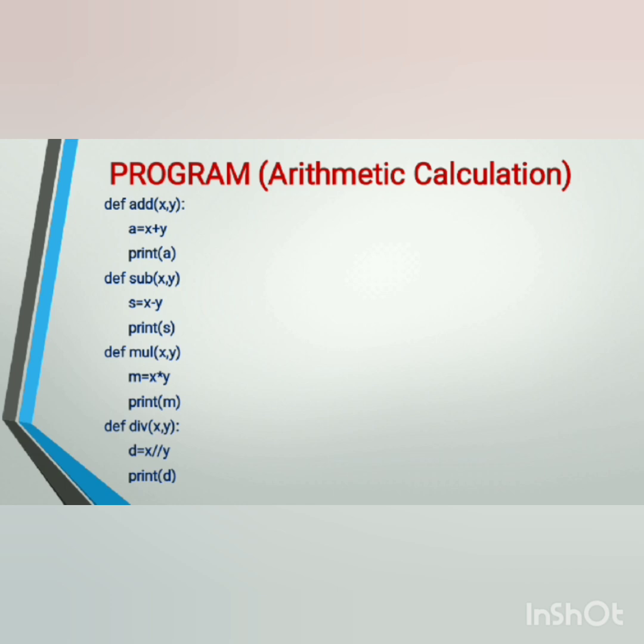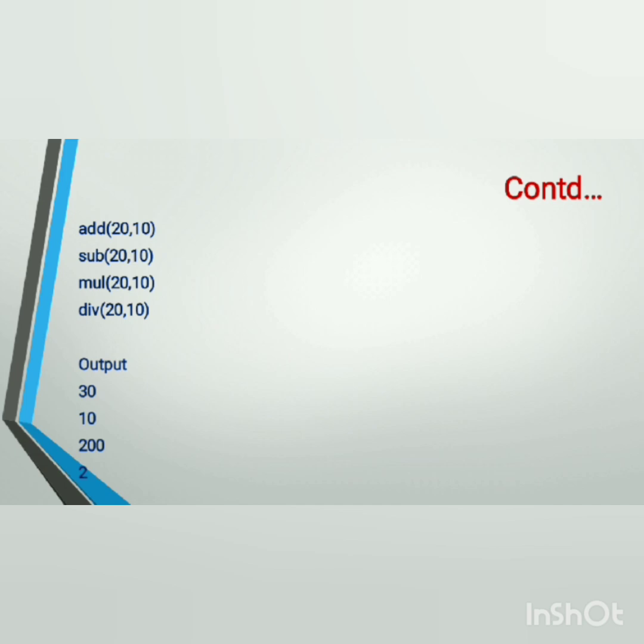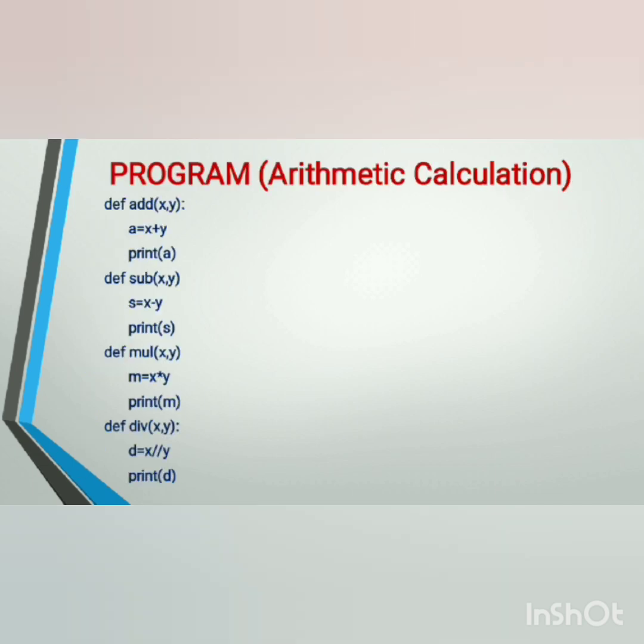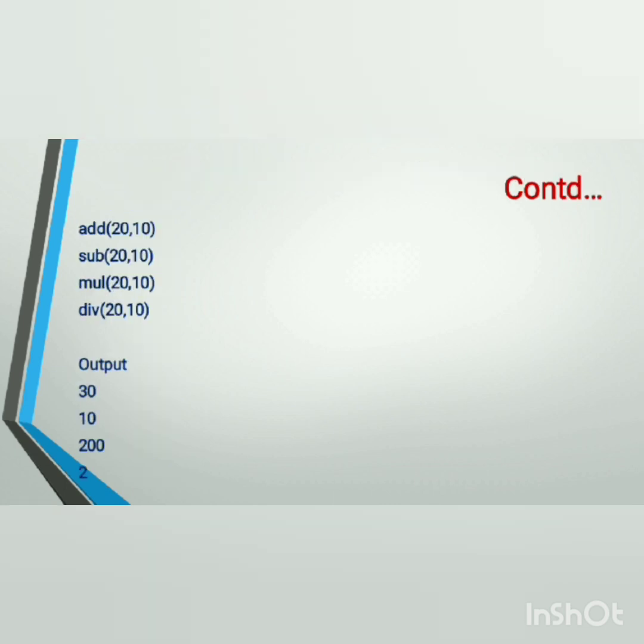So these are all 4 function definitions. Let's see the function calling. Here the same functions are given: add, sub, mul and div, right? I have passed 2 arguments, 20, 10. When you run this code, first the add function is called. Automatically 20 is assigned to x, 10 is assigned to y in the add function. Then it will add the values, 30 is stored in a, then it will print 30. So the output 30 is displayed.